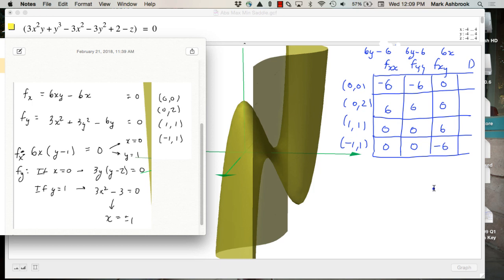Okay, and now we can do D. D is this times this minus this squared. So at 0, 0, D is 36, 36, negative 6. No, squared, right? Negative 36. And so then we use our conclusions about the discriminant.